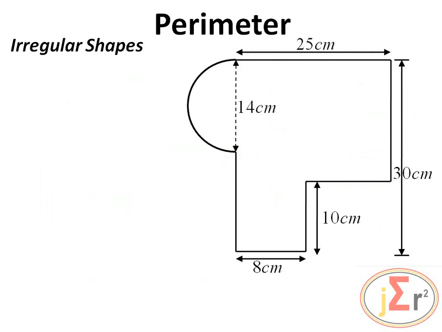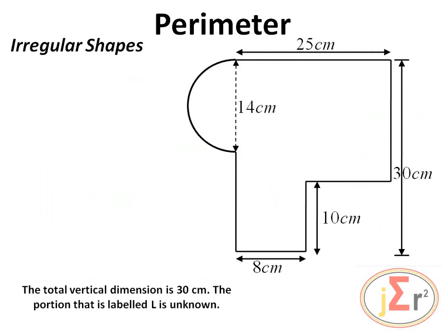We have another irregular shaped object. The total vertical dimension, because of course we have some missing sides, like this one is missing. Come all the way around, I think this one is missing. We don't see it well. If we do not see that, we know that it is missing. And of course this portion right here is also missing. We do not know those lengths.